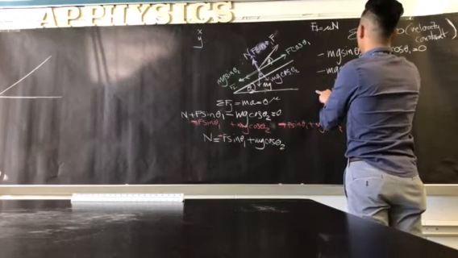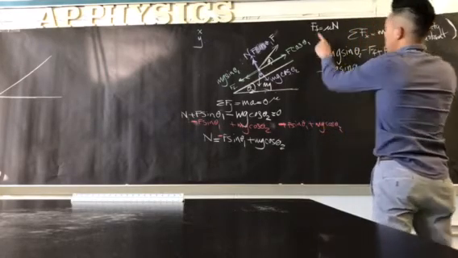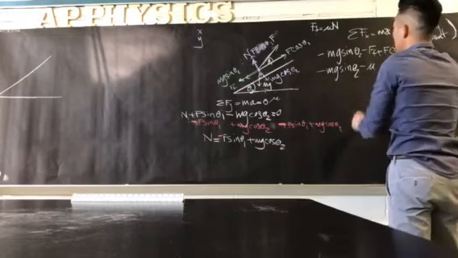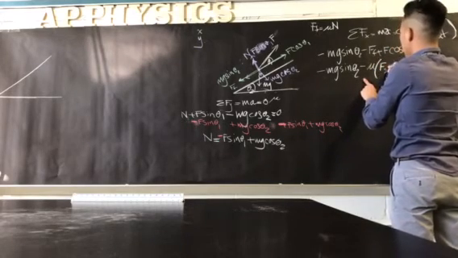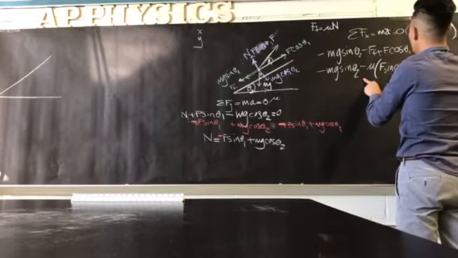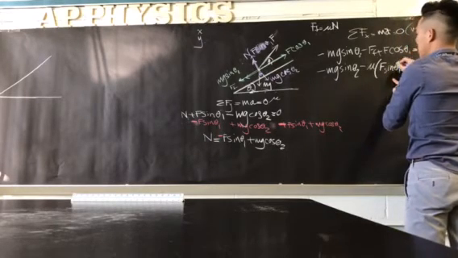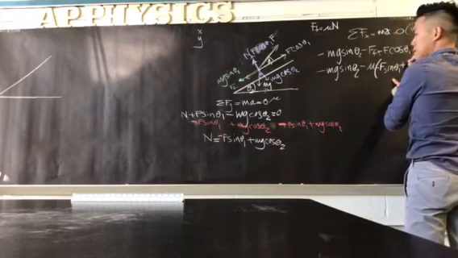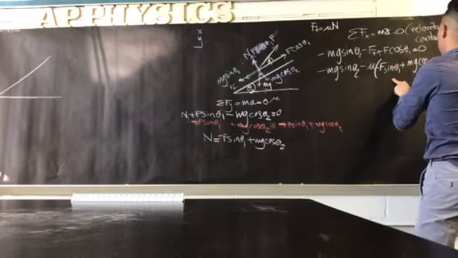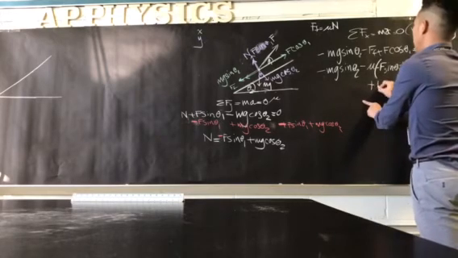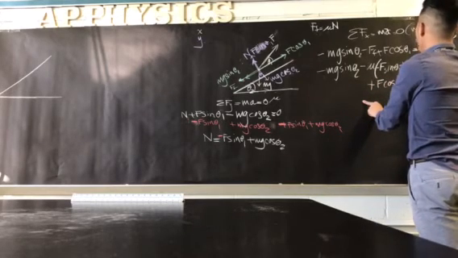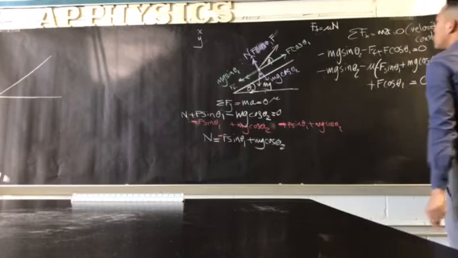mg sine angle 2 minus, so now you know that F friction is mu times N. So I know what N is by substituting that: F sine angle 1 is negative sine, plus mg cosine angle 2. And that would be the normal force, plus F cosine angle 1 is equal to 0.